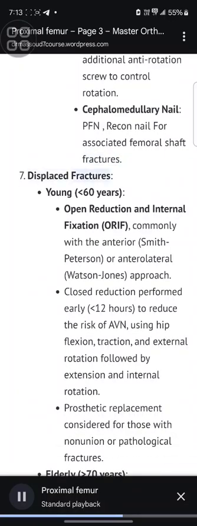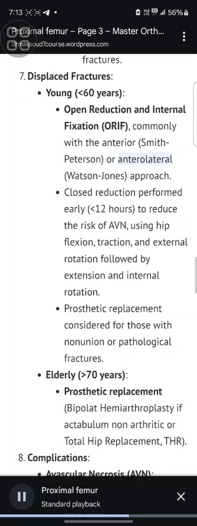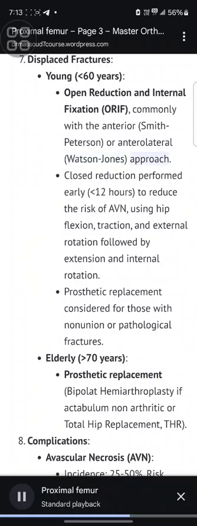7. Displaced fractures. Young, less than 60 years. Open reduction and internal fixation, ORIF, commonly with the anterior, Smith-Petersen, or anterolateral, Watson-Jones, approach.